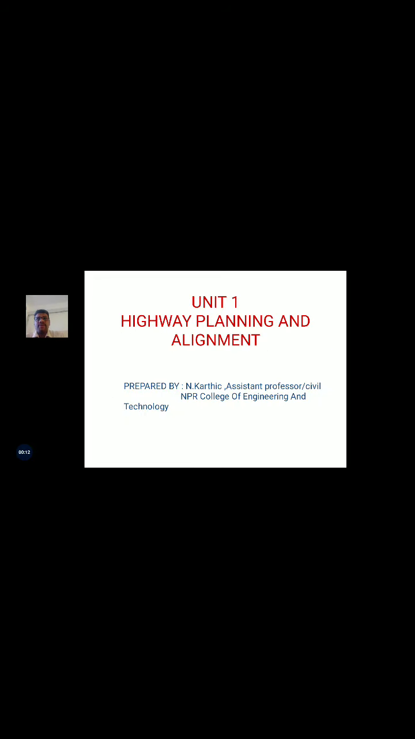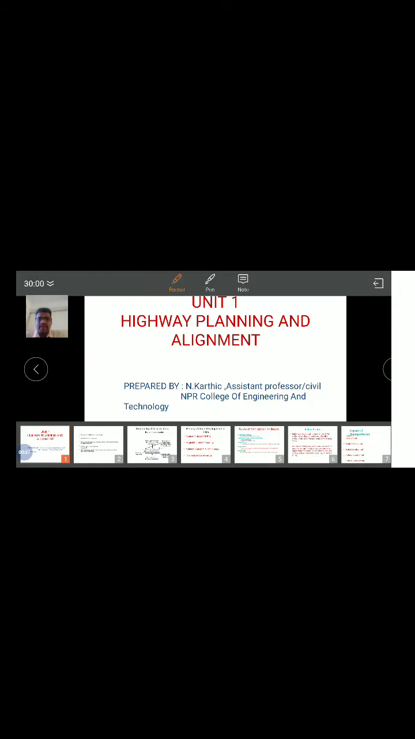Now we are going to see the subject Highway Engineering, Unit 1: Highway Planning and Alignment. In the last class we have seen what committees have been formed and the purpose they were formed for, mentioning the taxes, and some of the specifications. These are the topics we have seen before the previous class.